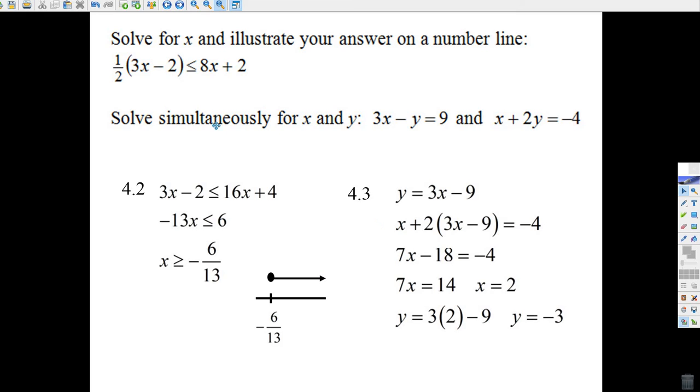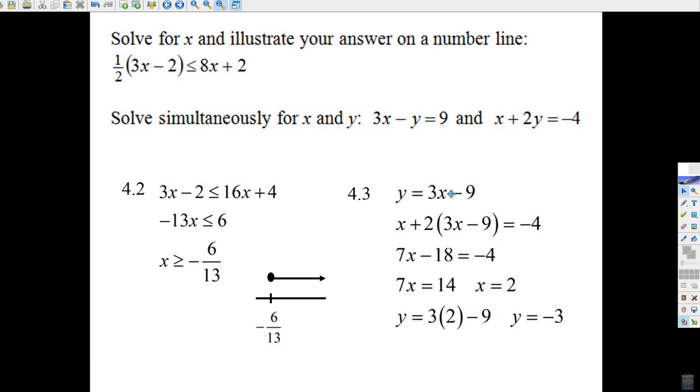Now, the next question, 4.3. We're going to solve for these two things simultaneously. Now, this for me is kind of already set up kind of nicely. You could solve it by elimination. But if I add y and subtract 9, I get y equals 3x minus 9. Just add y to the right, subtract 9, y equals 3x minus 9.